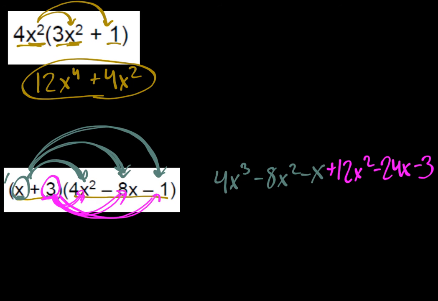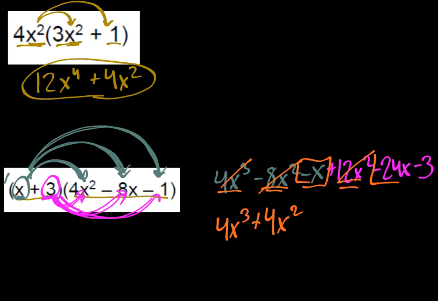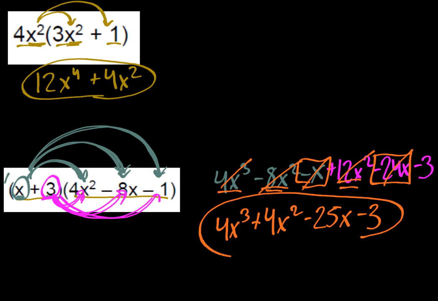Now from here, I'm just combining like terms. This first term doesn't have any like terms, and I wrote it first because it has the highest exponent. Then negative 8x squared and 12x squared would add up to 4x squared. Negative x and negative 24x would give me negative 25x. And then minus 3 would come down. And that would be your final answer.